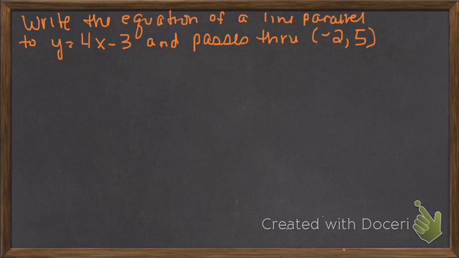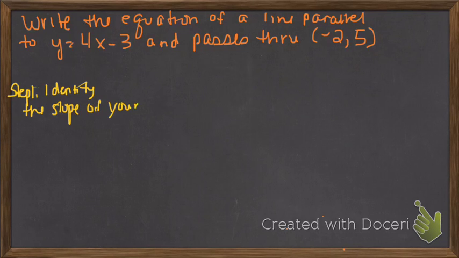Alright, example number 1, we're going to write the equation of a line parallel to y = 4x minus 3 that passes through (-2, 5). So step 1 is to identify the slope of your new equation. So here the slope is 4, and if I want one that's parallel, I'm going to use the exact same slope.